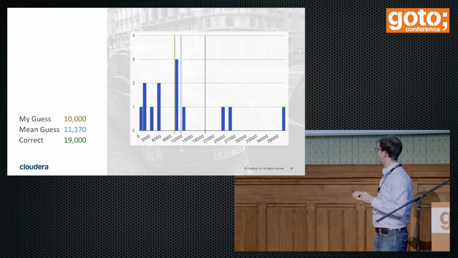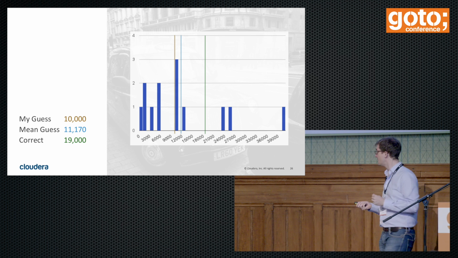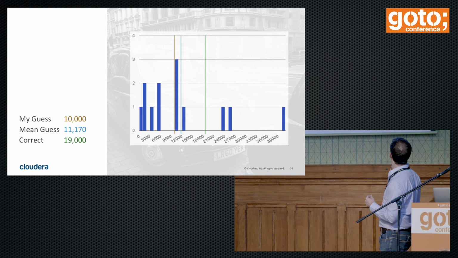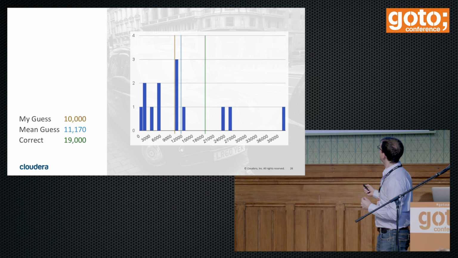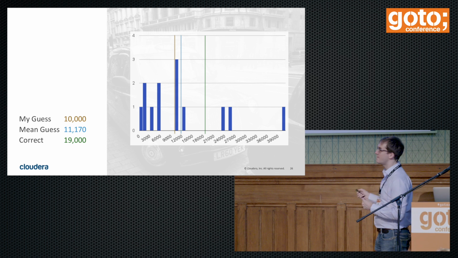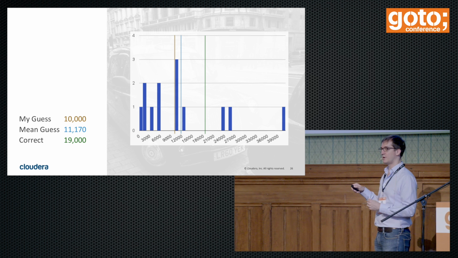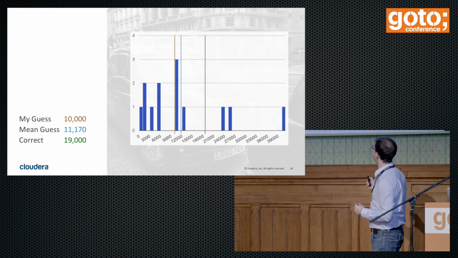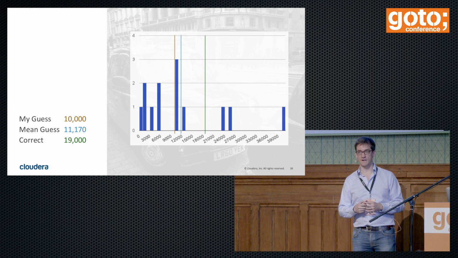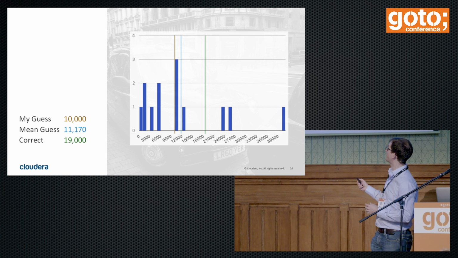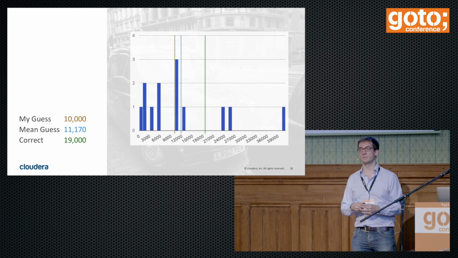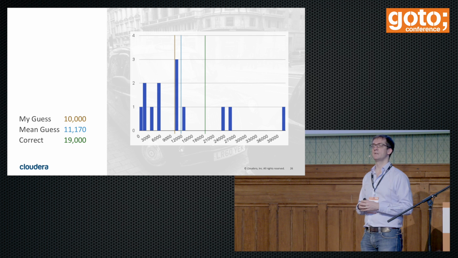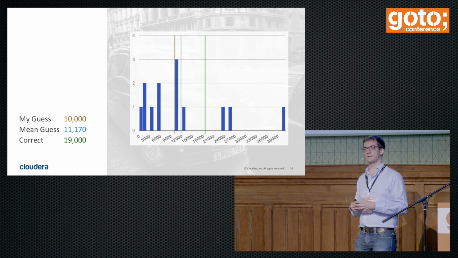So the real answer is about 19,000. I guessed about 10,000. Maybe you got closer than I did. I asked around our office and got some really startlingly bad estimates of the number of taxis in London. But interestingly, if I took the mean of all the guesses, the mean was closer to the correct answer than my answer was. And in fact, it was closer to the correct answer than most answers were. So even though lots of people were quite wrong, on average, people were reasonably right. And this is the so-called wisdom of the crowds. If we combine some partially educated guesses, we end up with a better guess overall.